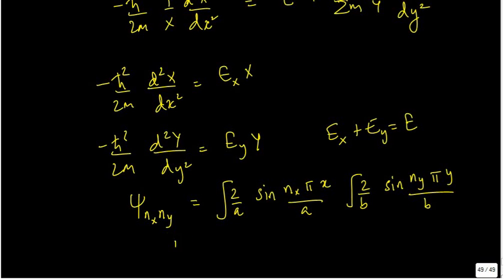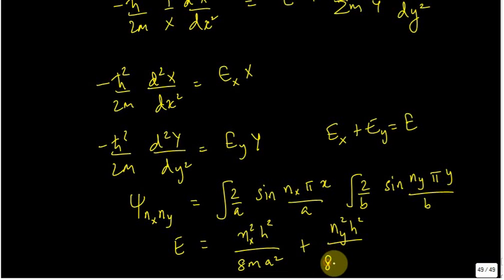The energies for the first one, which is Ex plus Ey, happens to be n squared h squared by 8m a squared plus n squared h squared by 8m b squared. Okay?